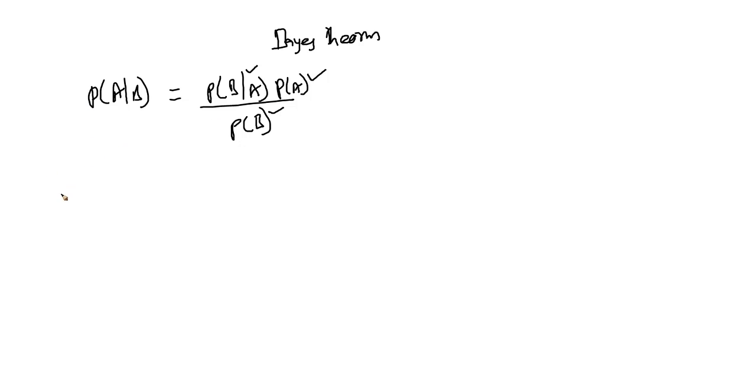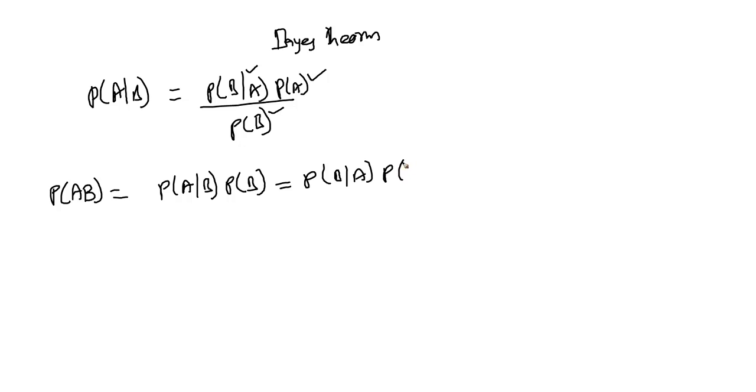So this is the Bayes theorem, and the Markov chain rule is that you can compute probability of A intersection B as probability of A given B times probability of B, or it can be expressed as probability of B given A times probability of A. So from this one you can simply derive the Bayes theorem by putting this denominator down.